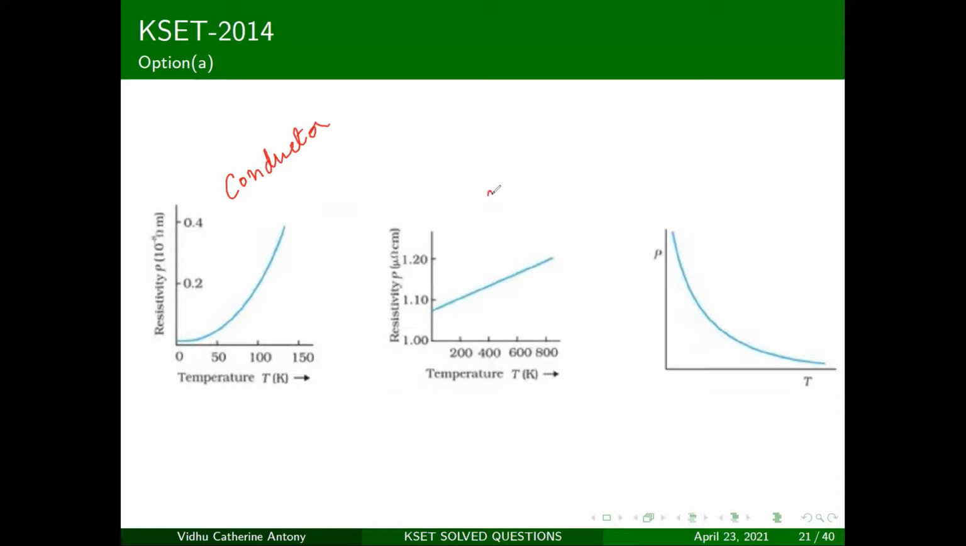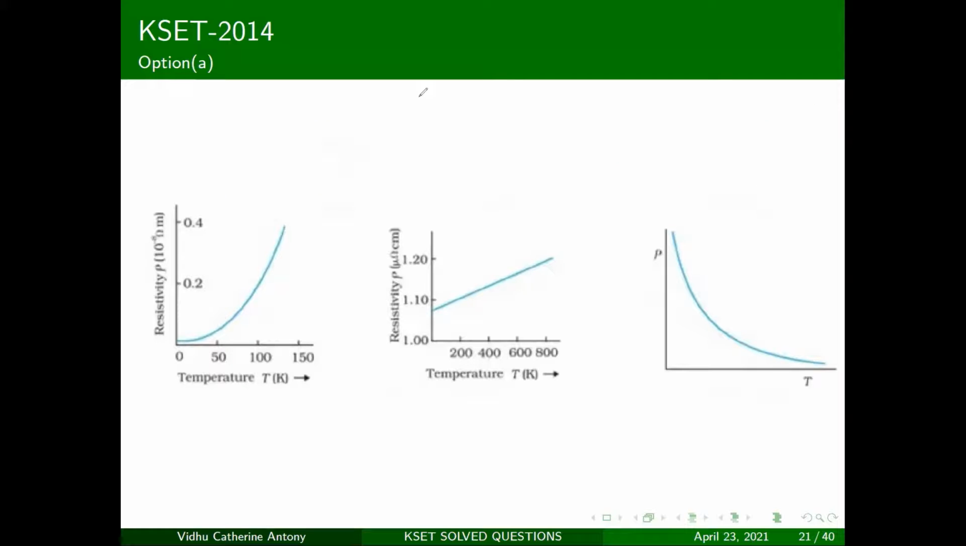This is the alloy that we talked about. If you look at this, you still have some amount of residual resistivity. And this is the semiconductor that we talked about. So alpha here is negative, alpha is positive, alpha is positive.